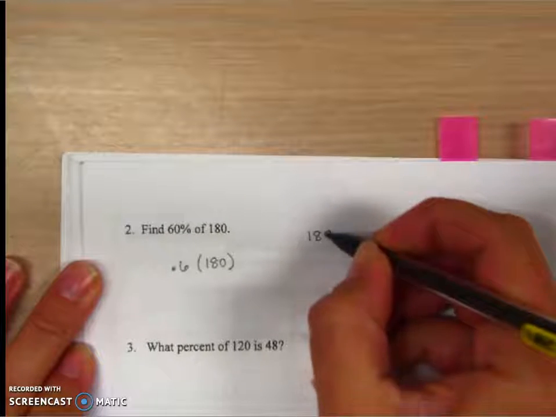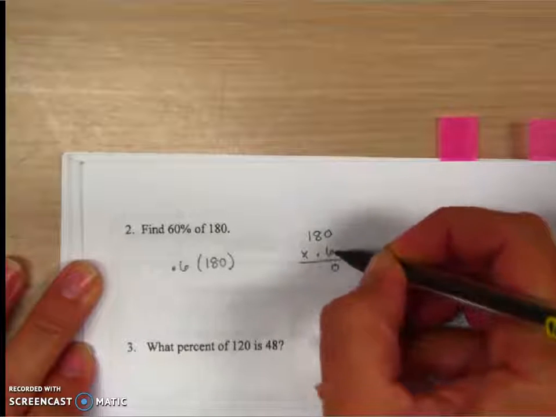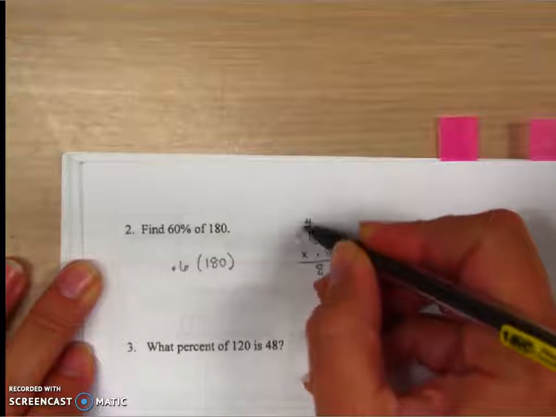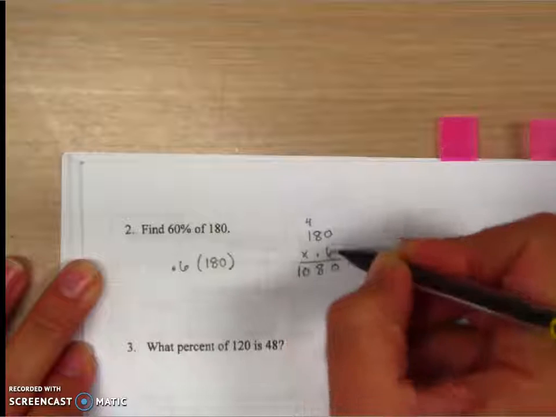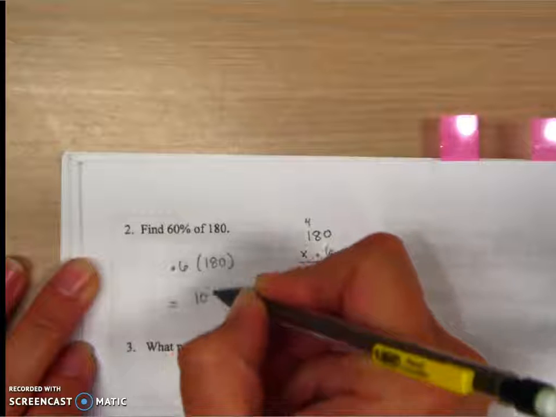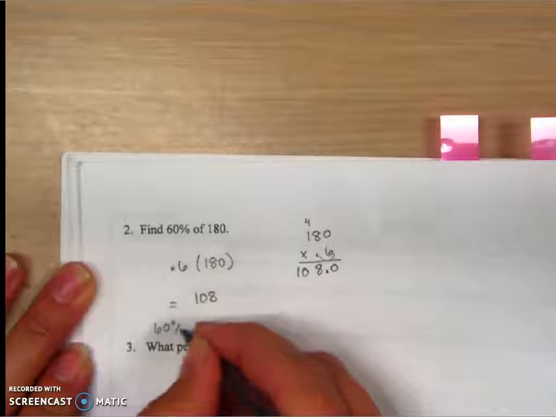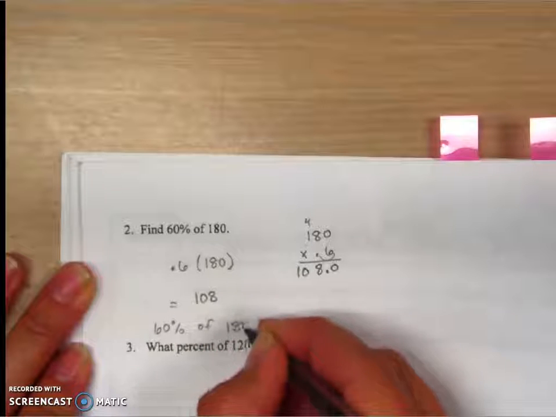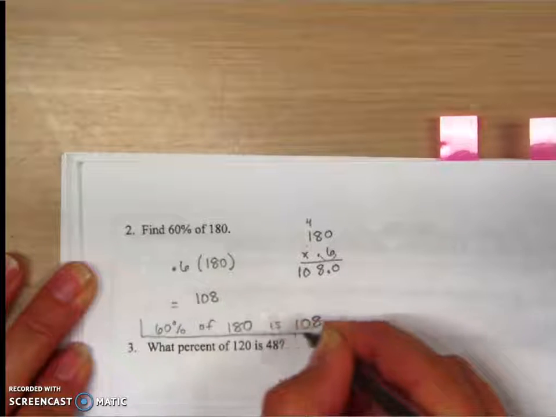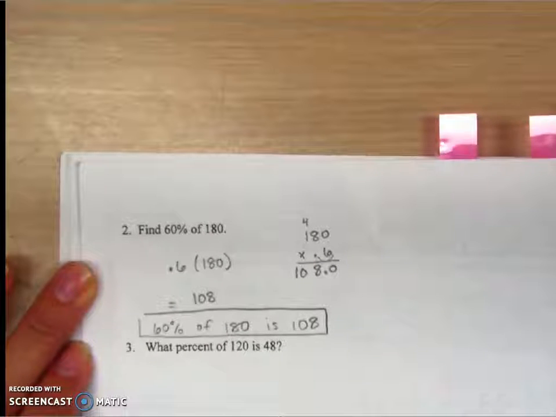And so let's write that to the side, 180 times 0.6. 6 times 0 is 0. 6 times 8 is 48. Carry the 4. 6 times 1 is 6 plus 4 is 10. And swoosh it in. And so we get 108. All right, so then remember we would say 60% of 180 is 108. All right, so there's our answer. Again, you can use some different methods, but you should still get 108.